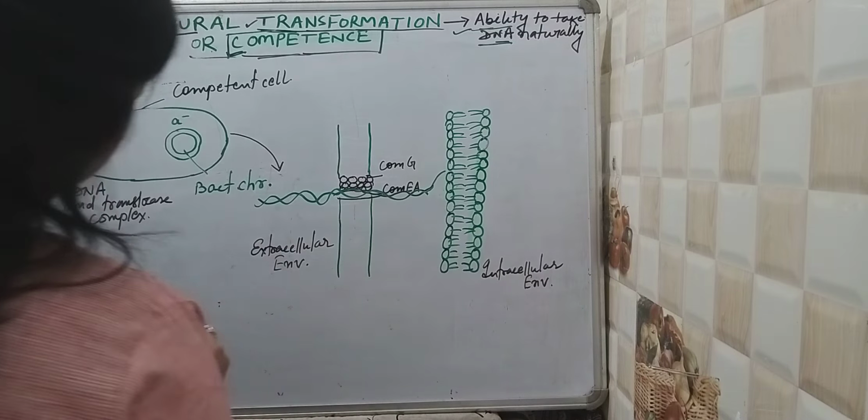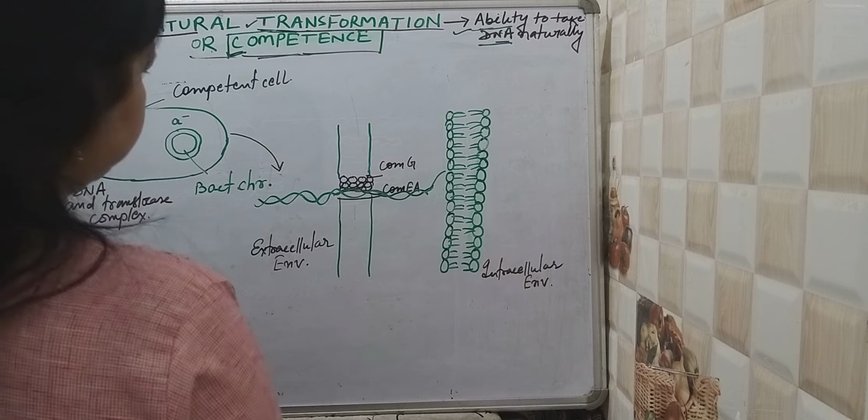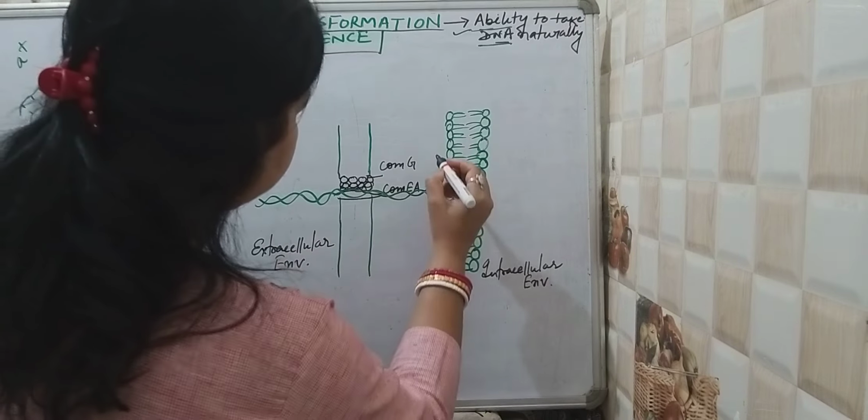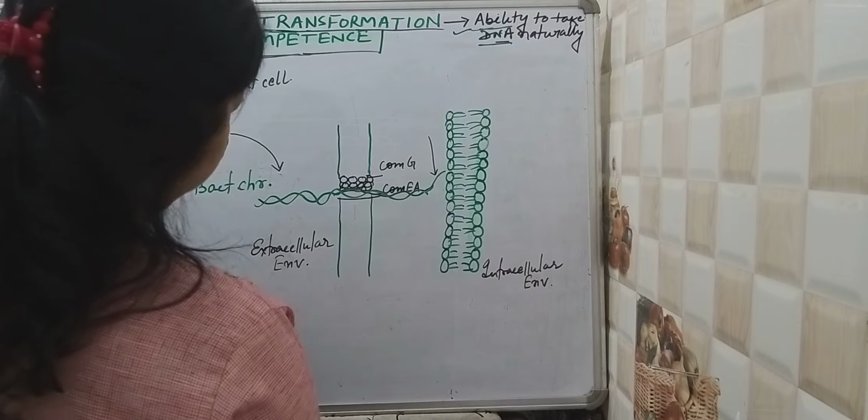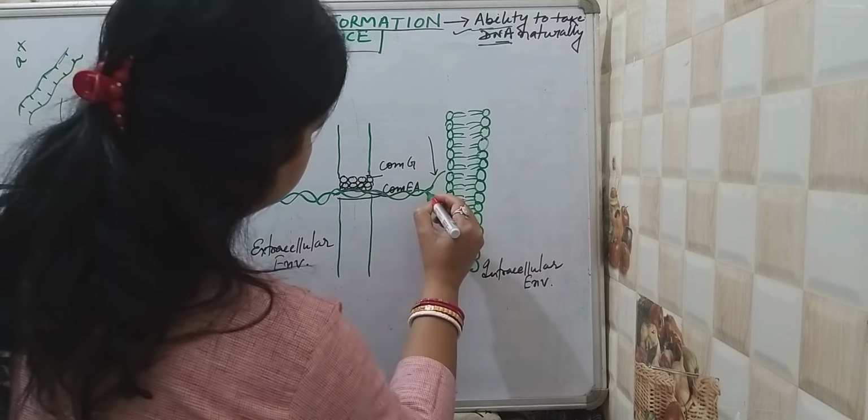Okay. Now, here you can see the DNase enzyme acts and the double-stranded DNA becomes single-stranded, as DNase enzyme degrades it.